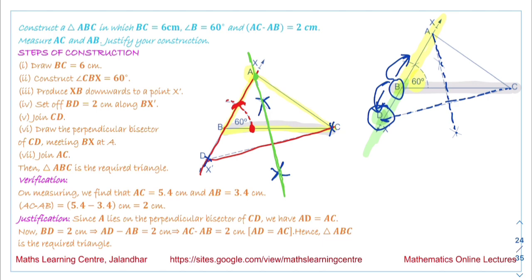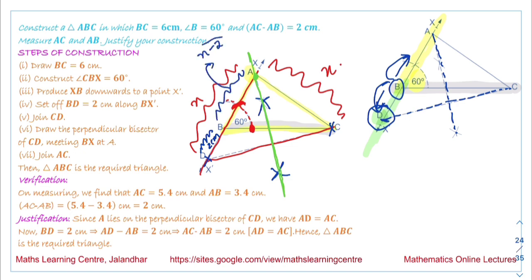Now this line is the perpendicular bisector of DC. It means this distance over here, DA, if it is x, then this AC is also x. This BD distance we are talking about is 2 centimeters. So this AB distance over here will be x minus 2 centimeters. So this is what we have, that the difference between these two is 2 units.